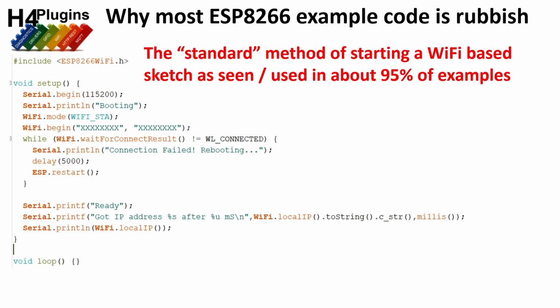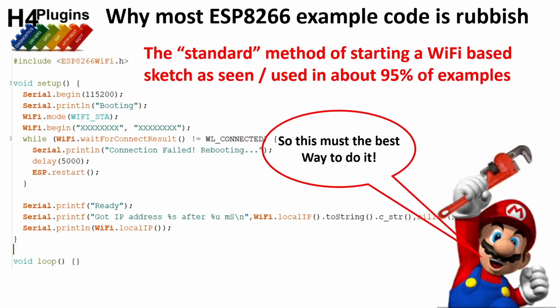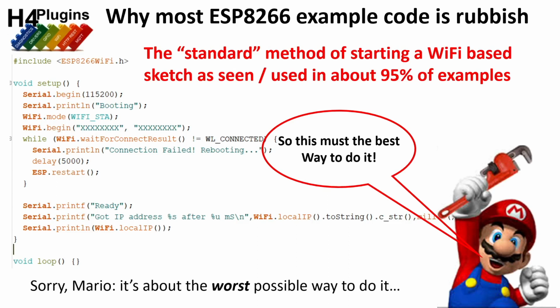So what I'm looking at is why most example code you'll find on the net is rubbish. Using an example to start with, we'll look at the standard method of starting a Wi-Fi sketch. And you'll see this in almost every sketch you find. So you might be fooled into thinking, therefore, that this must be the best way to do it, or the recommended way to do it. But in actual fact, as I am about to show you, it's about the worst possible way that you can do it.